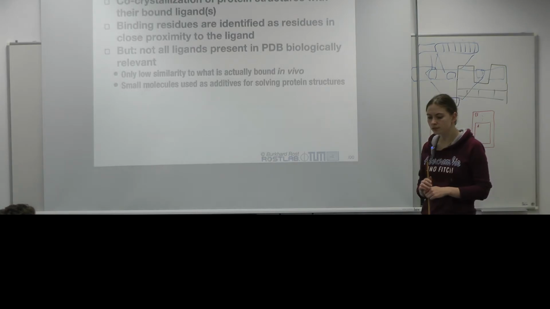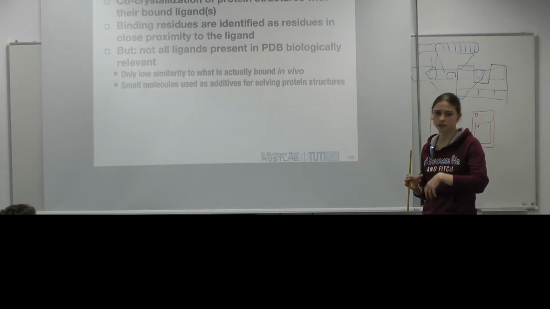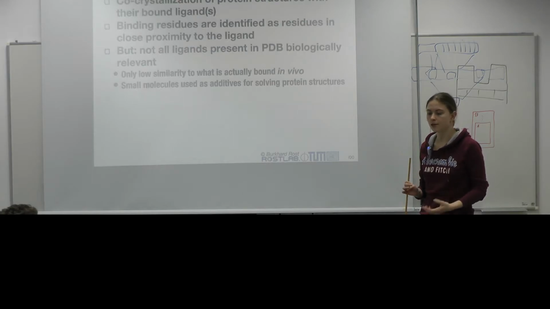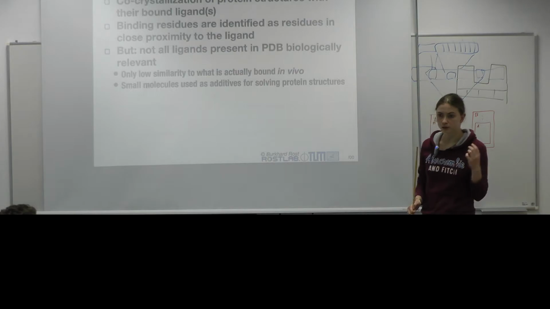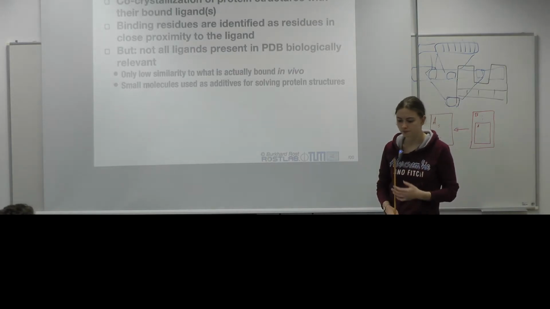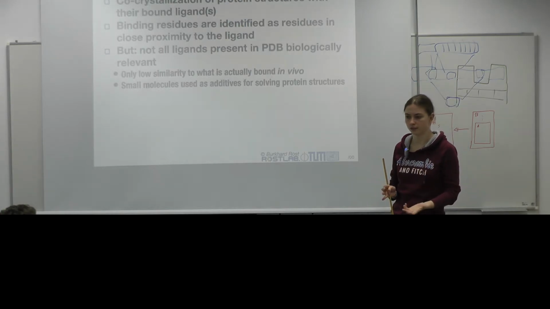So what people do is they do co-crystallization experiments where you have a protein structure bound to a ligand, and you just crystallize that complex. And then you can identify the binding residues just by defining everything that is close to the ligand as the binding site. And that's already one problem, because how do you define close to the ligand?